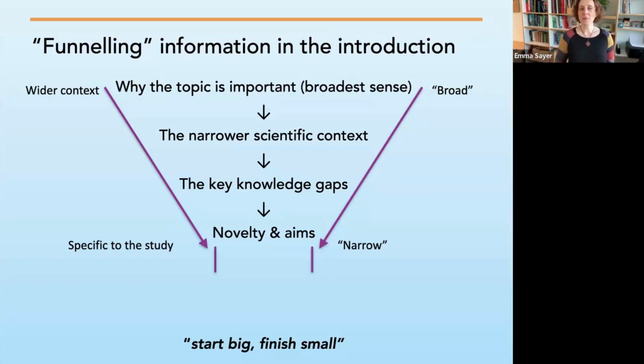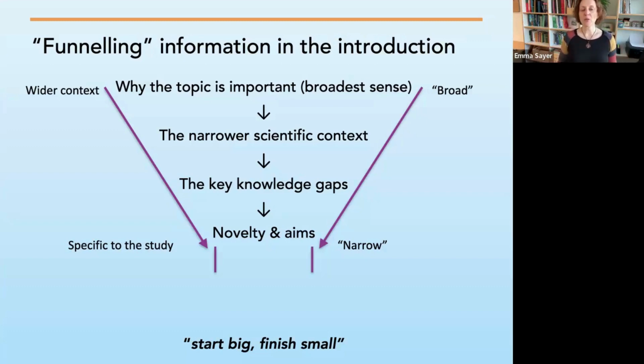And this concept, starting big and finishing small, you see I've got it at the bottom of the screen here, start big, finish small. I'm going to mention that a lot in this session, and I'm going to mention it a lot next week, because this is a really good technique. Funneling information is a very good technique for making sure that your reader can follow your line of reasoning. And that's absolutely essential for them understanding the paper.